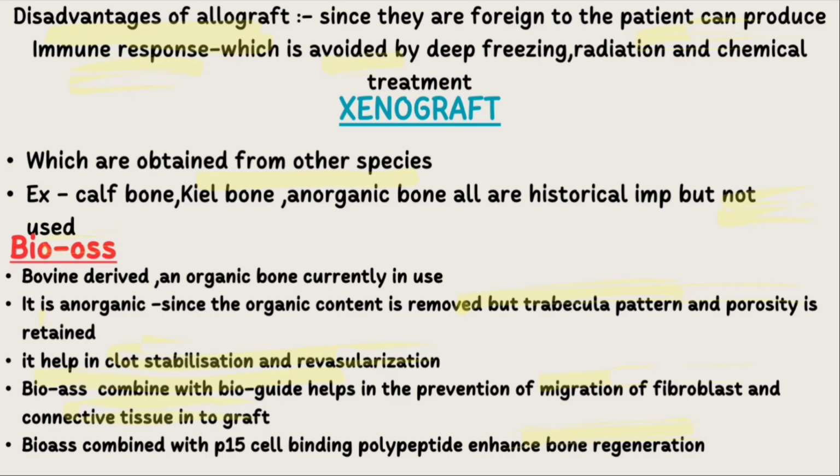Xenograft is bone taken from another species, like a cow. An example is BioOss, which is derived from bovine, that is cow bone. The organic part is removed but the trabecular pattern remains. It helps clot stabilization and revascularization. When BioOss is used with a BioGide membrane, it prevents the soft tissue from entering the graft area, and when it is combined with the P-15 polypeptide, it improves the bone regeneration.